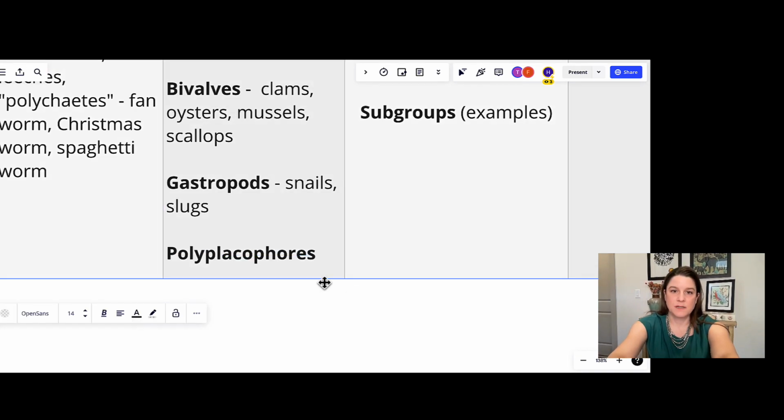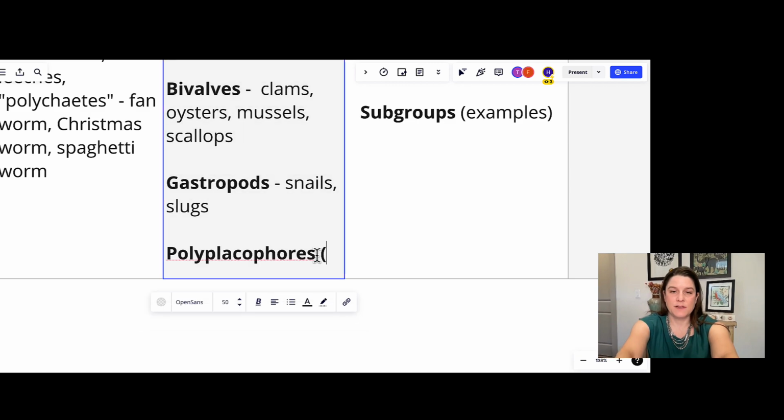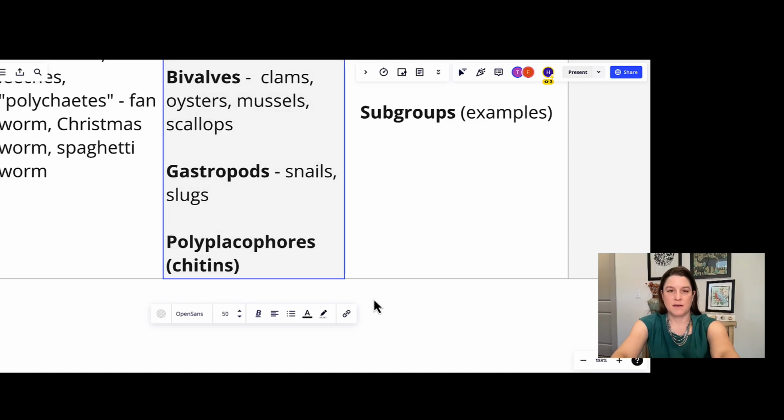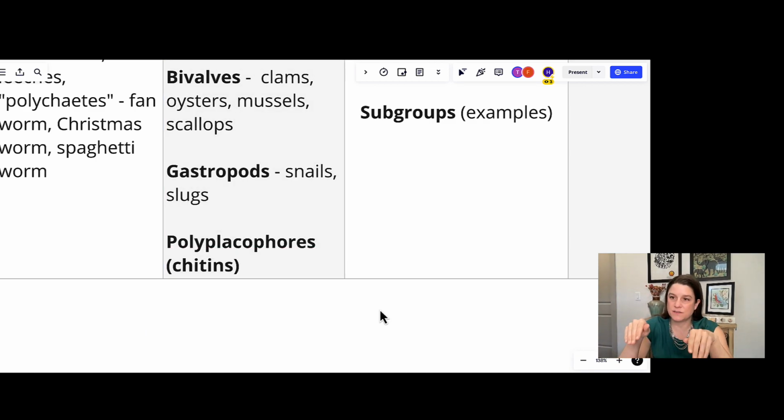And then the last group are the polyplacophores. You might also hear them called chitons. I don't know, they don't really have another name. But they have like 8 shells. It's like a shell like this, their sluggish body is underneath, and then they have a shell like this with 8 plates on it. So they crawl along. Polyplacophores. I think they live in water. Don't quote me on that. But yeah, they have a shell on top with just 8 plates.